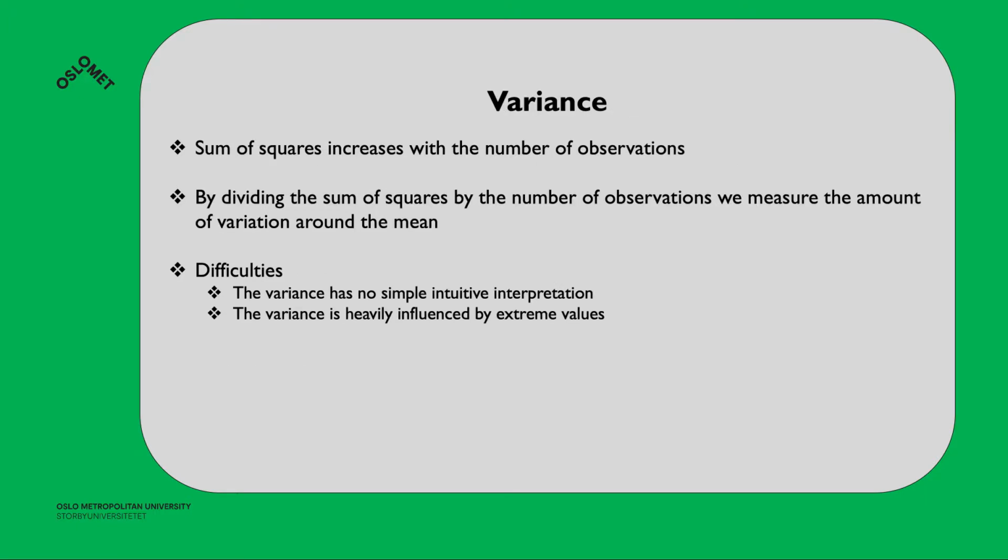The sum of squares increases with the number of observations. By dividing the sum of squares by the number of observations, we measure the amount of variation around the mean, and then you get the variance. But the difficulty with the variance is that it has no simple or intuitive interpretation, and the variance is highly influenced by extreme values. So that's a problem with the variance.